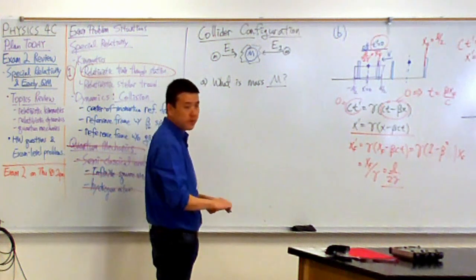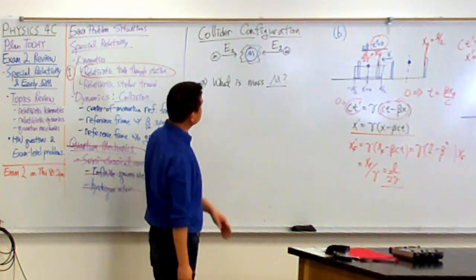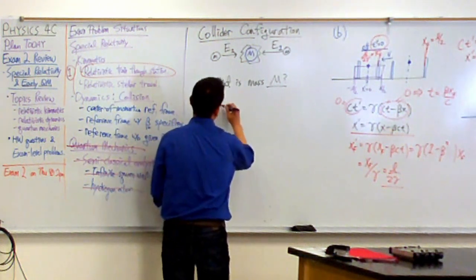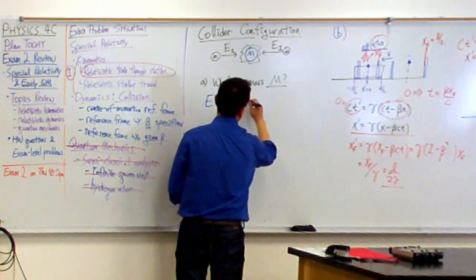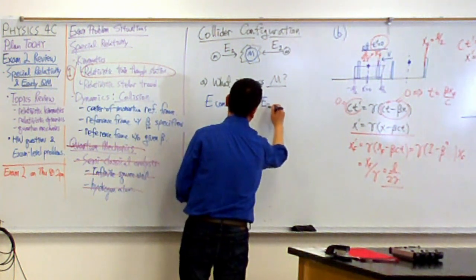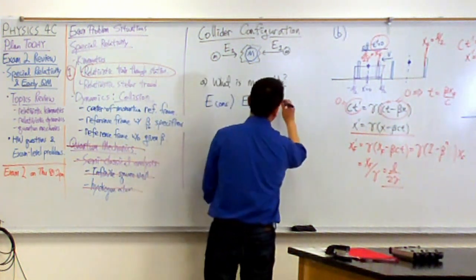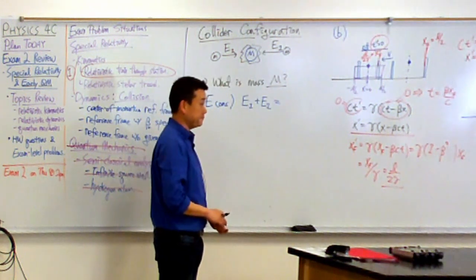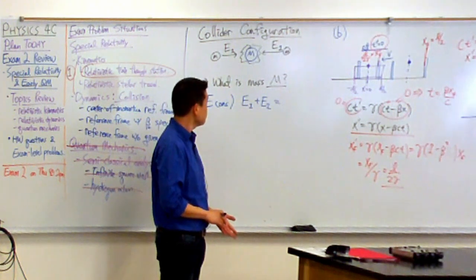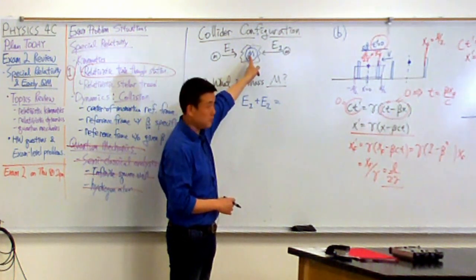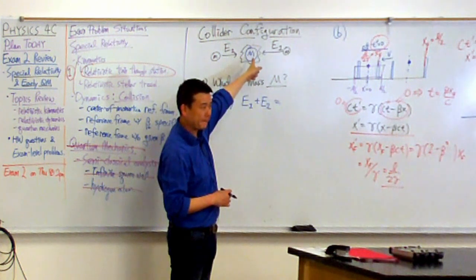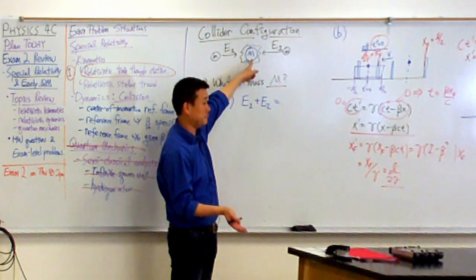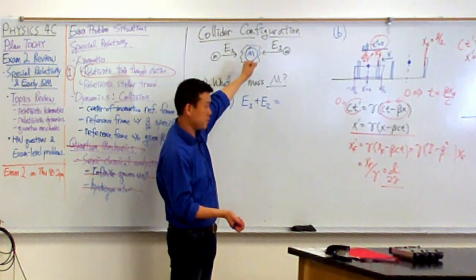So let's write down the conservation of energy and momentum expressions. Energy is conserved. I'm told that I have E1 and E1 here. So energy conservation says that E1 plus E1, or 2E1, is equal to the energy after the collision, which is just the rest energy of this single particle. Could this particle be moving? Something prevents it from moving at all: conservation of momentum.